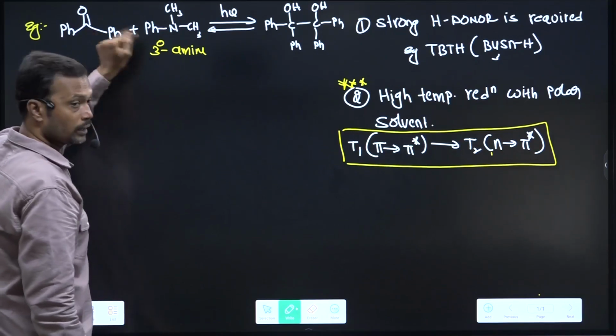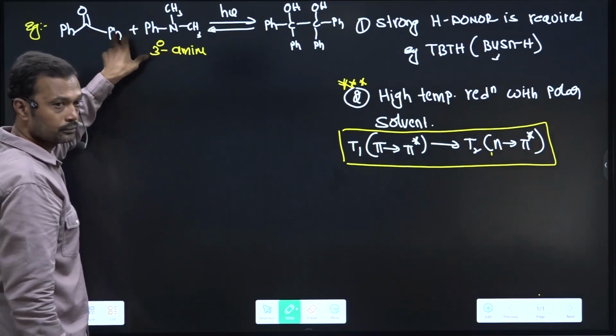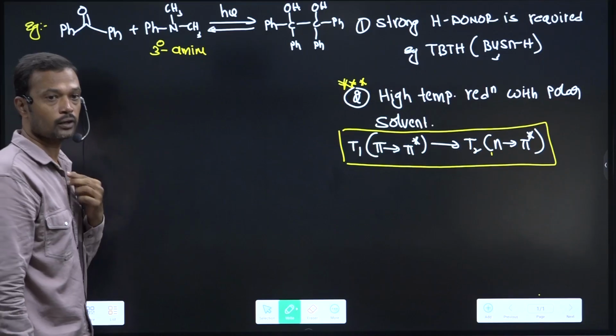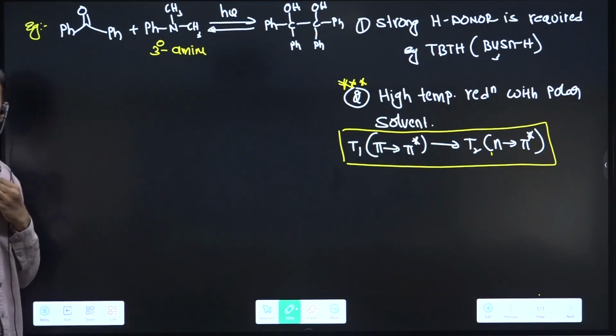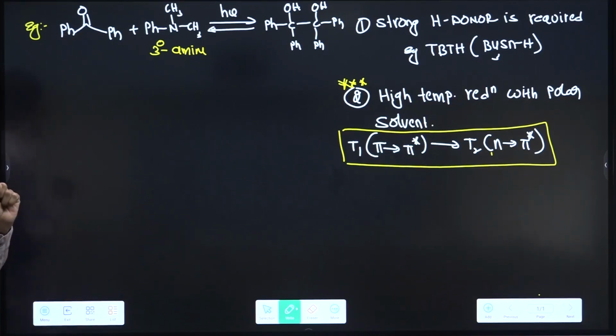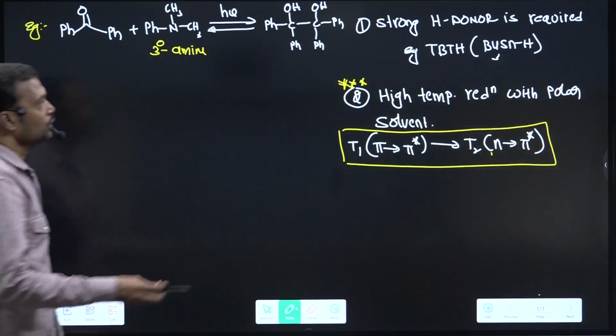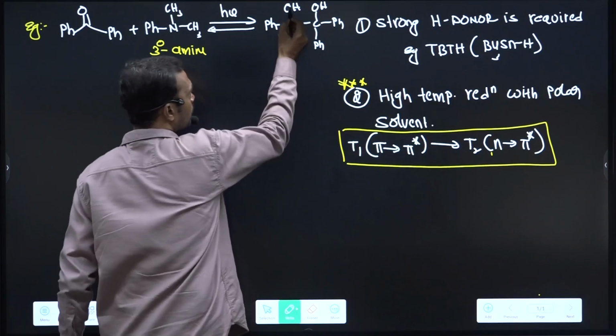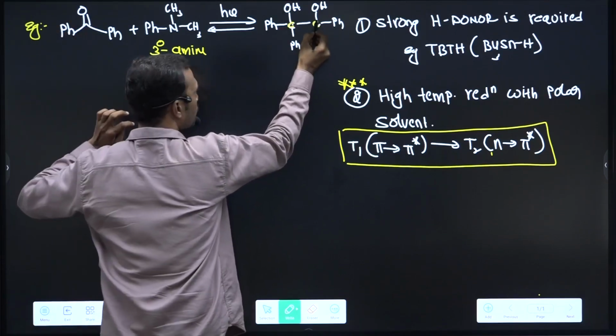See, this is the first molecule. Can I take a second molecule? In order to write pinacol, how many molecules are required? Carbonyl. In order to write pinacol from this one, how many molecules are required? 2 molecules. This is your first carbonyl, C double bond O. This is the second molecule, C double bond O.